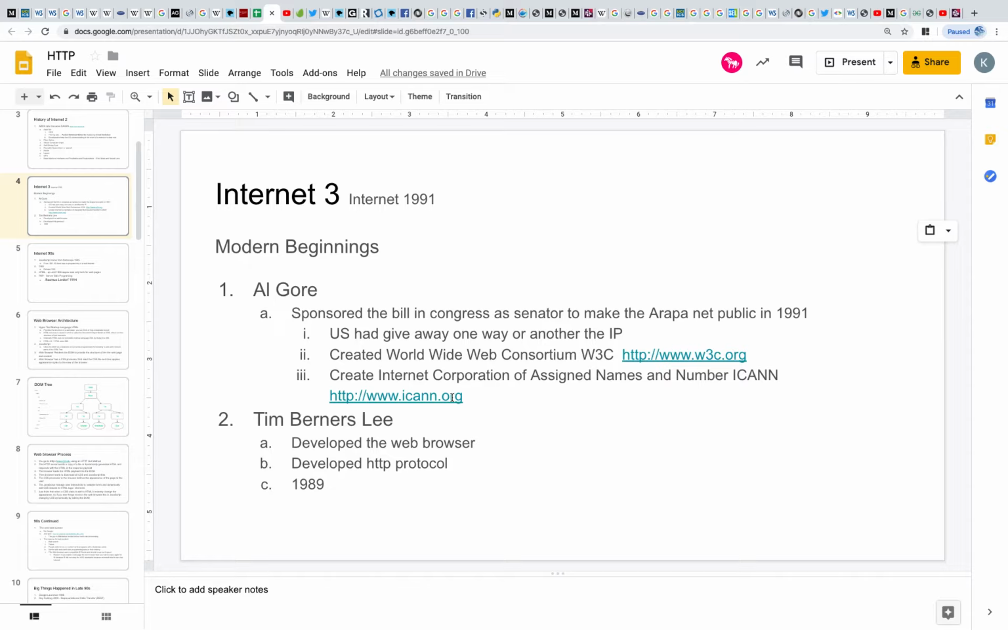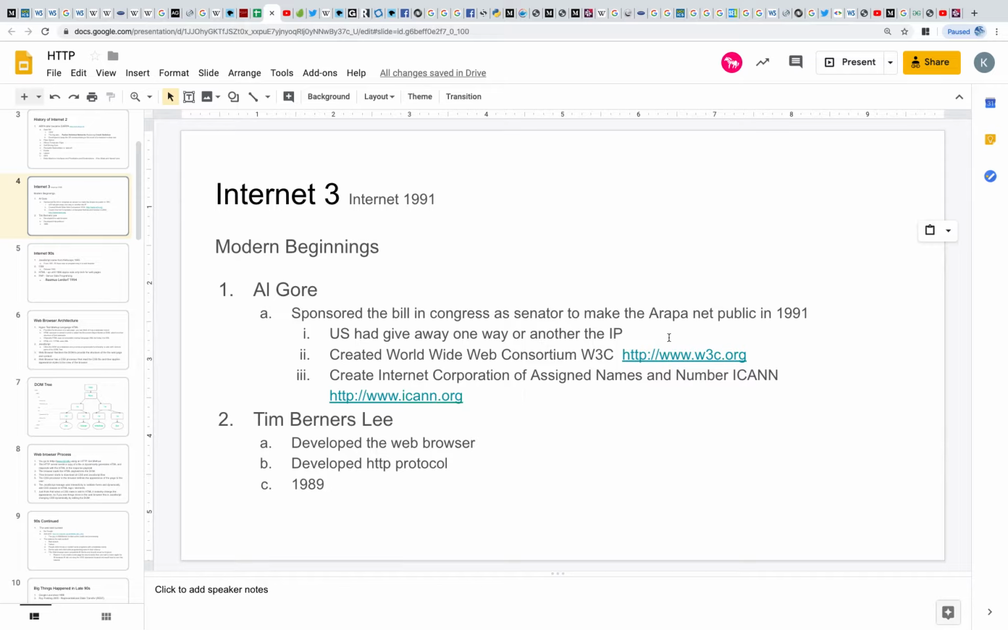And so that's where Berners-Lee's web browser, his HTTP server, and the HTTP protocol come in, which is what we're going to look into. That's where he developed that, and that was his contribution. So Al Gore politically made this happen, and Berners-Lee technically made it happen to have the internet.